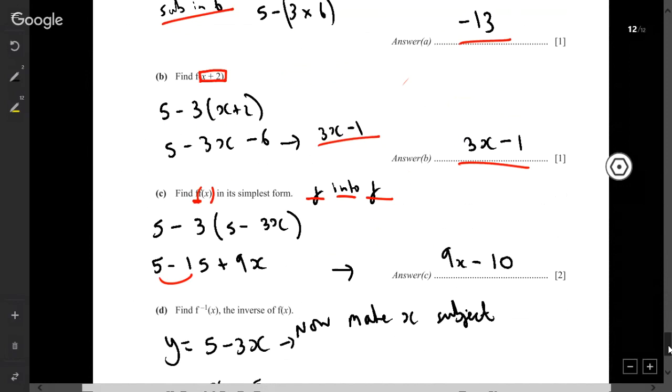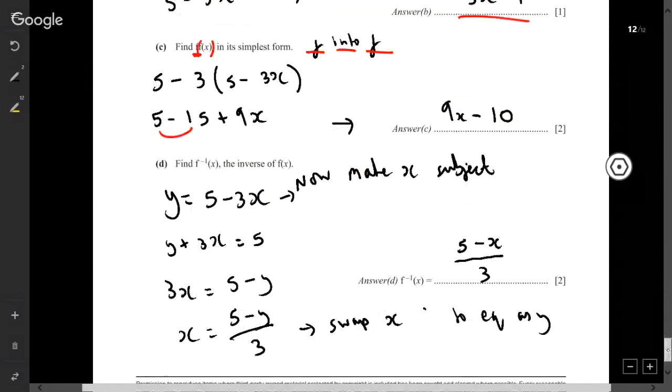And finally, letter D. Find the inverse of f of x. So when we're finding the inverse, what we can do is we can say y equals the function, 5 minus 3x. Now, make x the subject. So what we're going to do is move over the 3x onto this side, makes it nice and positive. y plus 3x equals 5. Then we take the y over there. 3x equals 5 minus y. So x equals 5 minus y over 3.